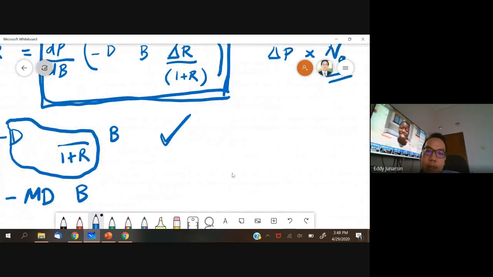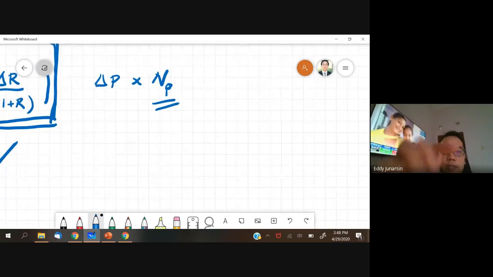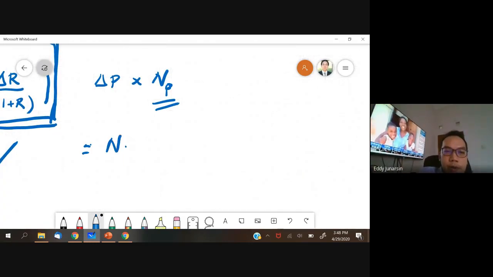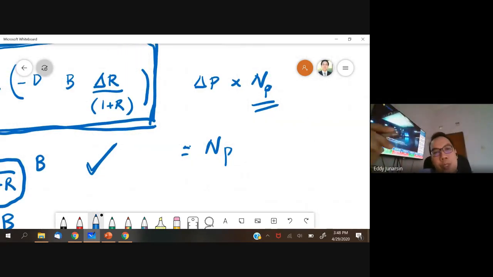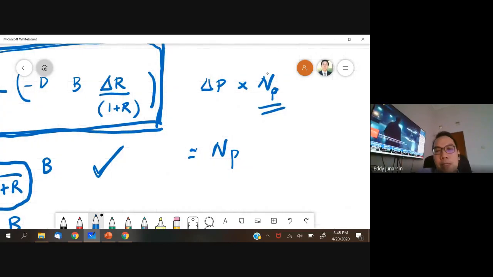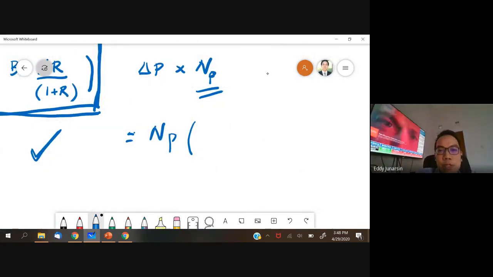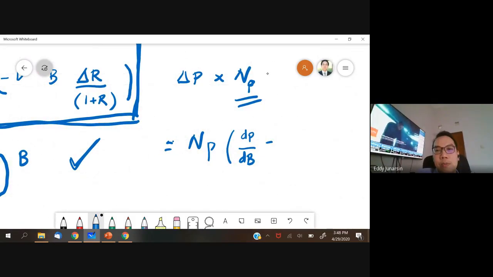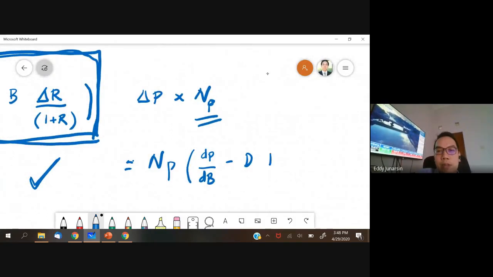Okay, so now we try to combine them. We could write it down like this: the number of option contracts, either long or short position, either call option or put option, multiplied by the delta of the option, which is dP/dB, multiplied by minus duration, multiplied by the value of the underlying bond, multiplied by the change in interest rate divided by 1 plus the original interest rate. Now here's the thing.